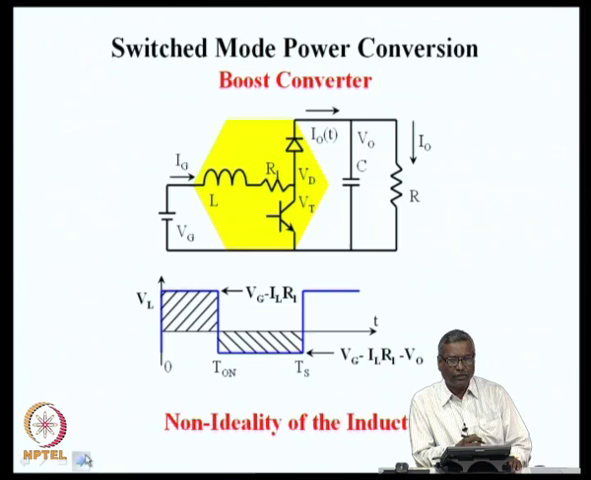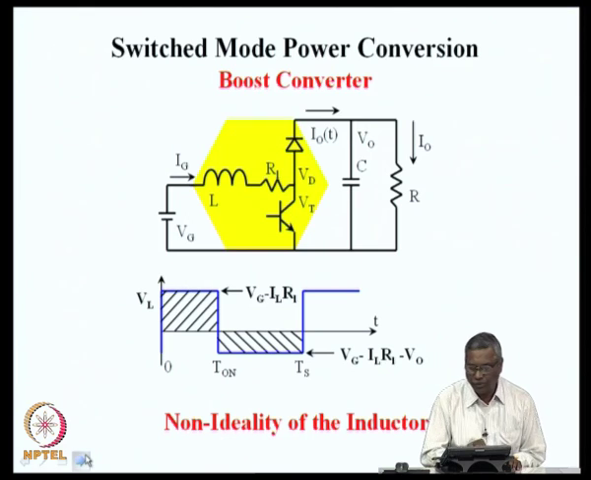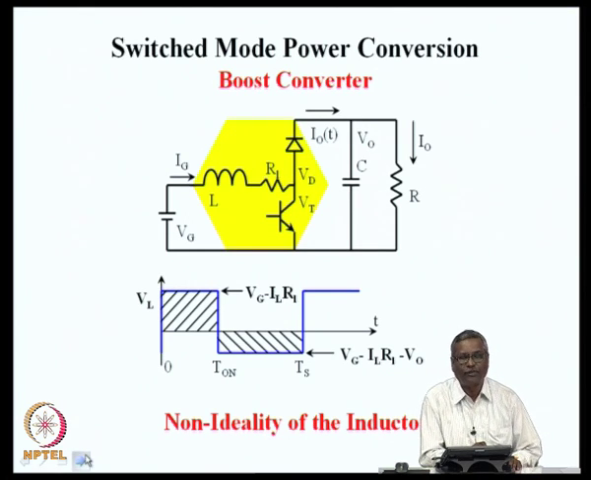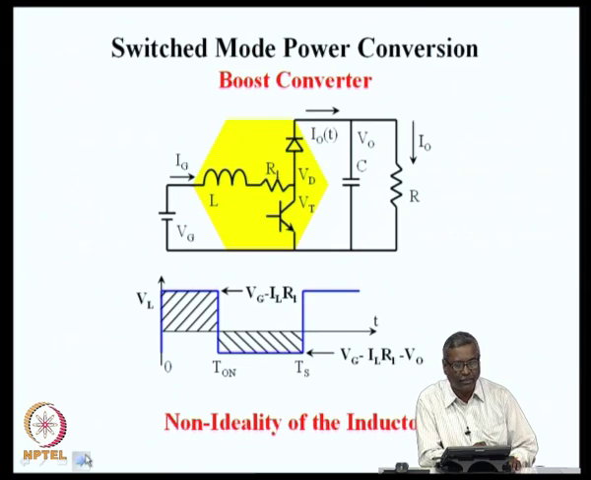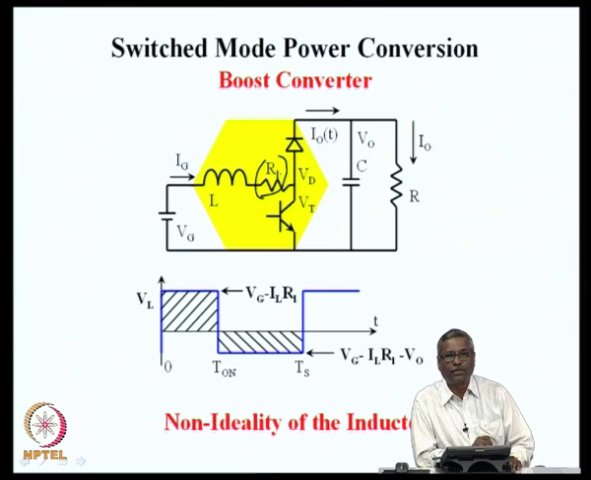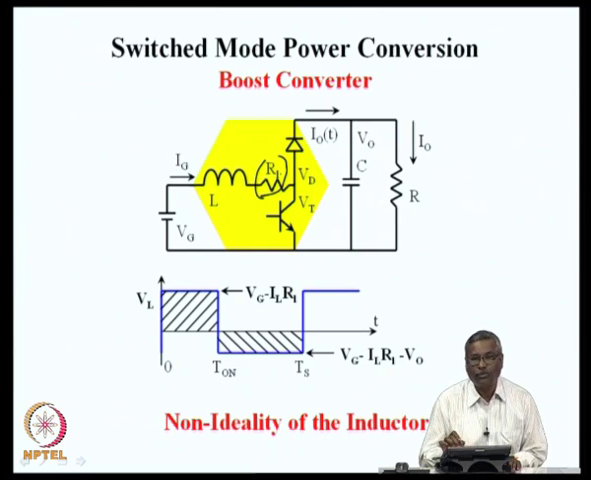Now, we will take into account the non-ideality of the inductor also. We will assume during this analysis that the switches are ideal, but we will find out only the non-ideality of the inductor, and I have indicated in this picture RL, which is a resistance of the inductor winding. So, the method of finding out the voltage conversion ratio has not changed.